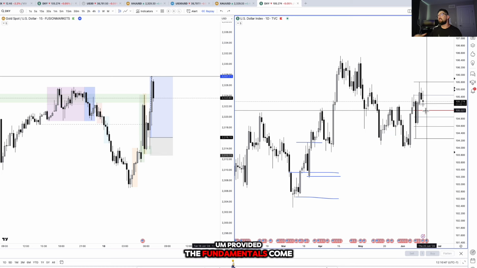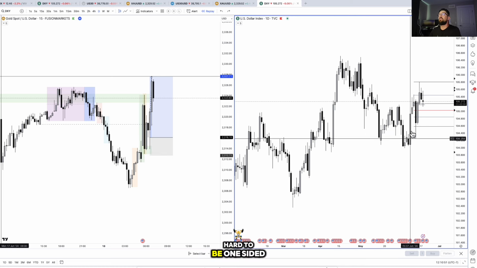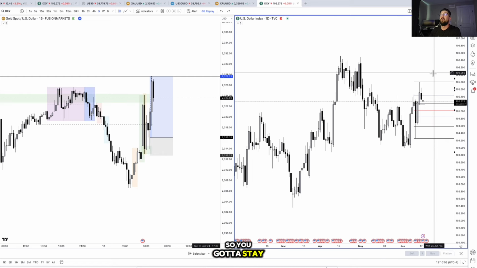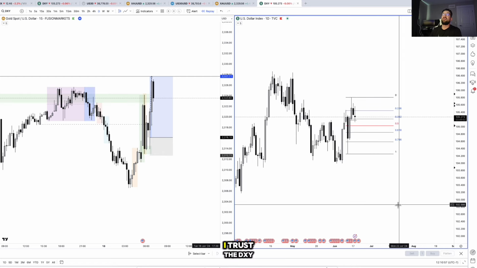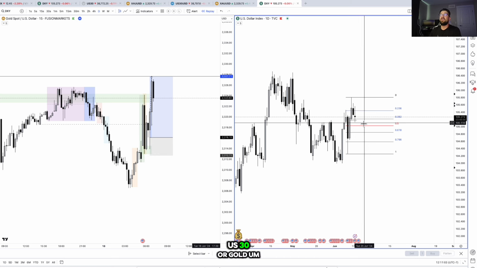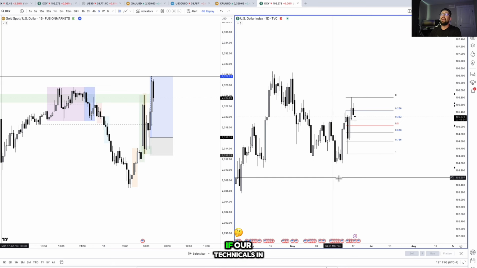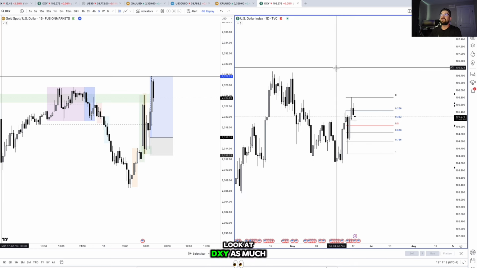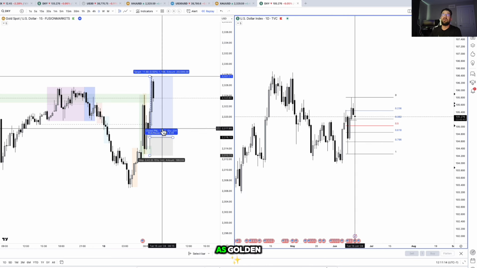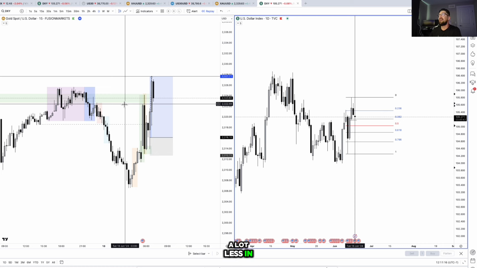Provided the fundamentals come out mixed, it's going to be really hard to be one-sided, so you've got to stay more open, and you've got to really read the technicals. When it comes to reading technicals, I trust the DXY because it is less likely to manipulate than US30 or gold. If our technicals in the next month all come out dollar bearish or dollar bullish, you don't need to look at DXY as much, as gold and US30 will manipulate a lot less in that case.